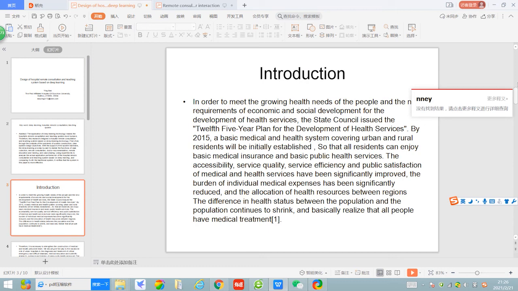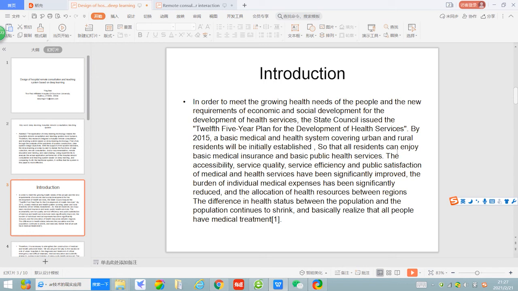Introduction. In order to meet the growing health needs of the people and the new requirements of economic and social development for the development of health services, the State Council issued the 12th five-year plan for the development of health services. By 2015, a basic medical and health system covering urban and rural residents will be initially established so that all residents can enjoy basic medical insurance and basic public health services.